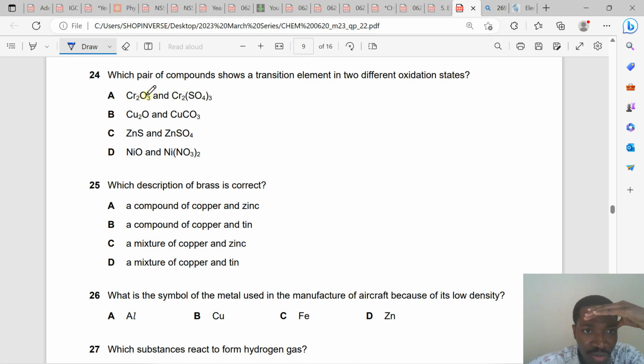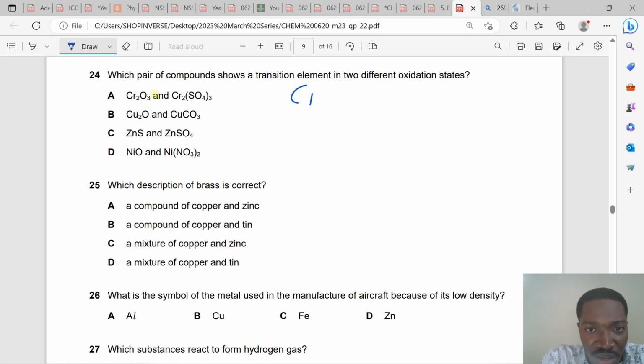Cr2O3. The oxidation number of oxygen is -2, okay? So -2 times 3 will give us -6, and -6 divided by 2 is 3. So the oxidation number of chromium is 3 here. Cr2(SO4)3, SO4 2- times 3. Okay, so let me just solve it. What's the oxidation number of chromium here?